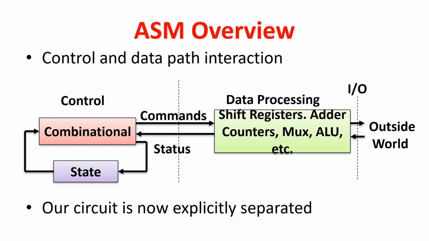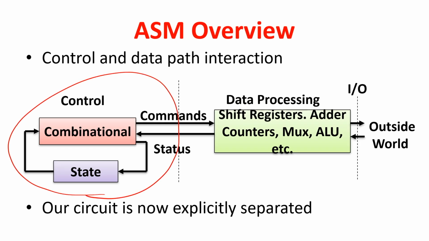Who provides the actions? The controller provides actions. The processor does the actions. At a very high level, this part is clearly the control part, which is the same as an FSM. It takes status as input and provides commands, so what action is to be taken gets decided by the FSM or controller. This is the controller, and this is the data processing part.